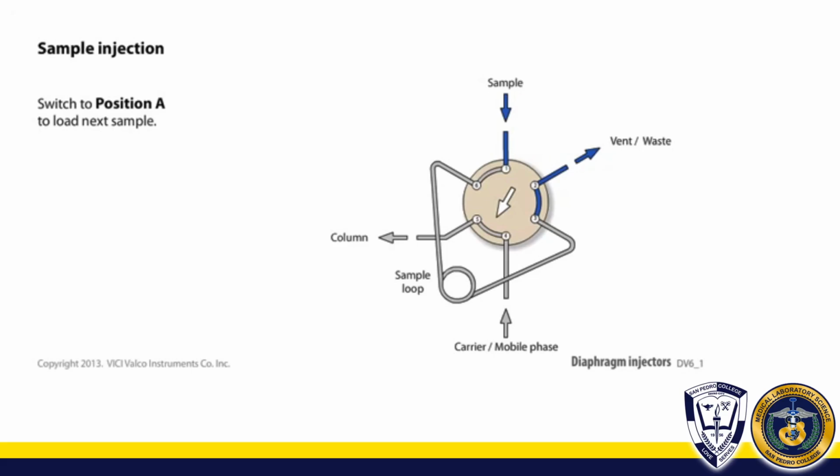So you see, that is how your loop injector works, depending on where you want your sample to go. So it just switches. Is it going to the column or going to the vent or waste? So that is just turning your sample injector depending on where your sample should go.